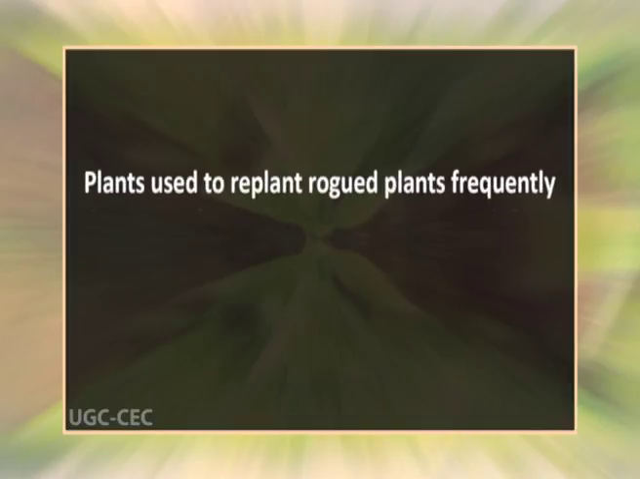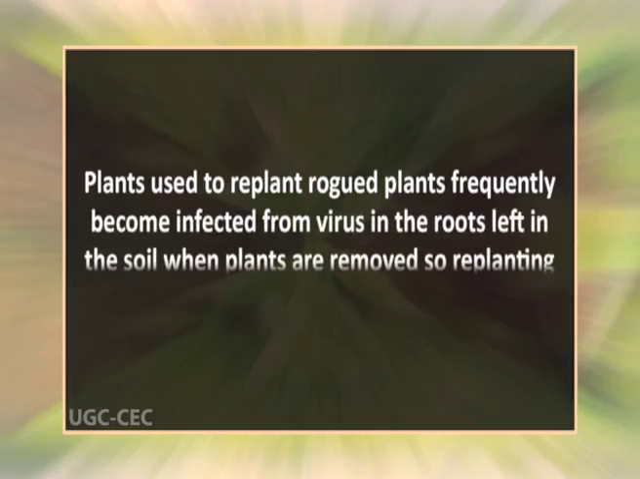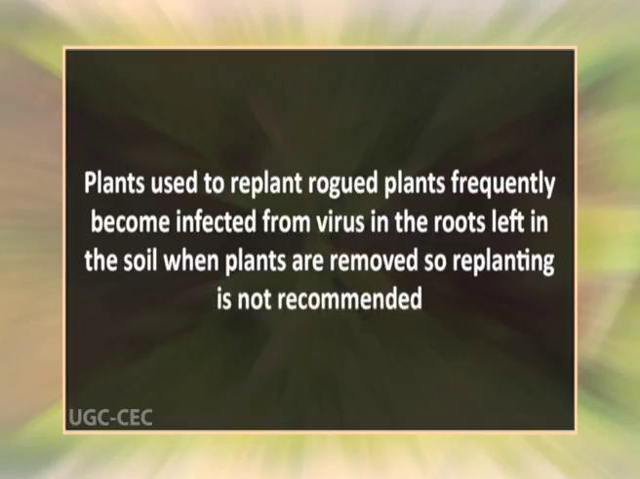Plants used to replant rogued plants frequently become infected from virus in the roots left in the soil when plants are removed, so replanting is not recommended. If too many plants are infected to make rogueing feasible, secondary spread can be reduced by carrying out cultivation operations so that equipment does not touch the plants.